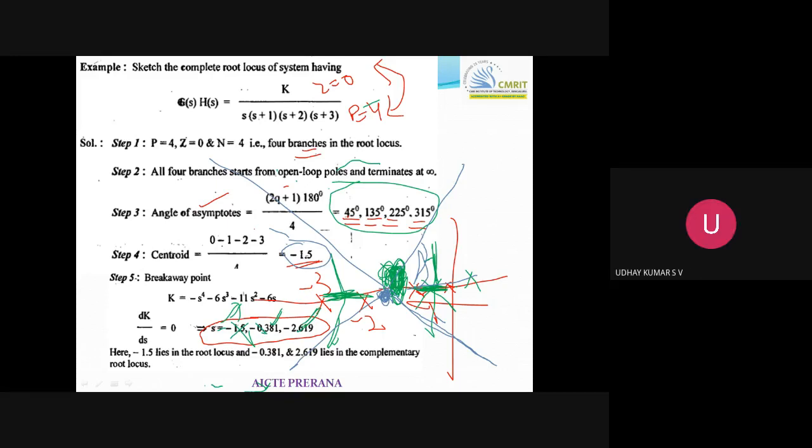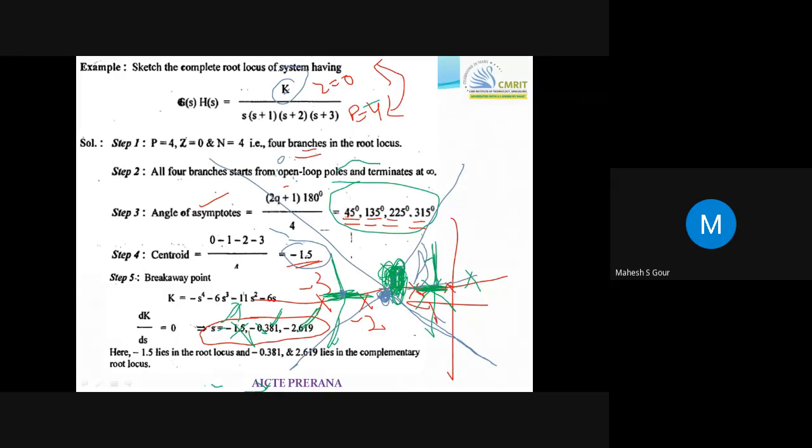Sir, I have a doubt. Ask. Why doesn't the breakaway point occur at the perfect center, like between -2 and -3? Why won't it occur at -2.5? Why is there a deviation? The system will vary, na? See, you are asking why not -2.5, right? Based on this k also, it will vary.